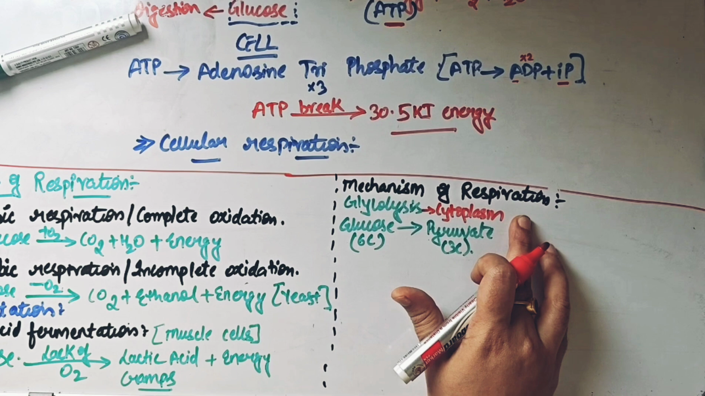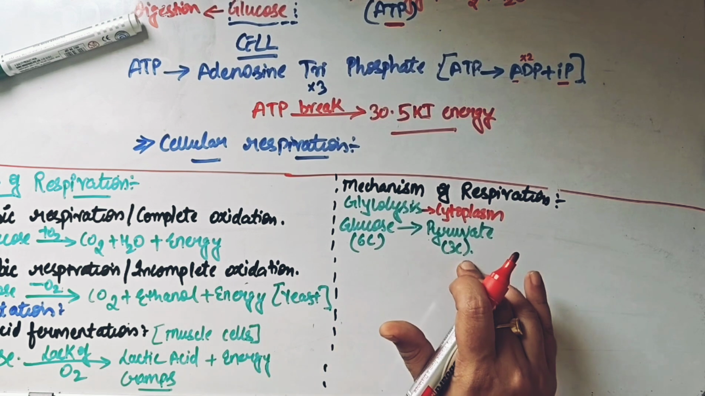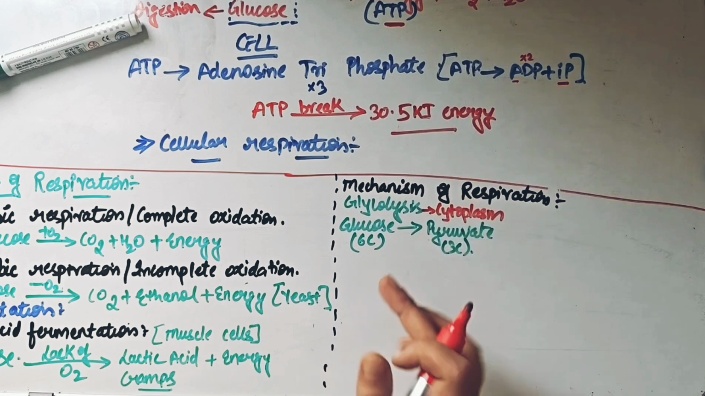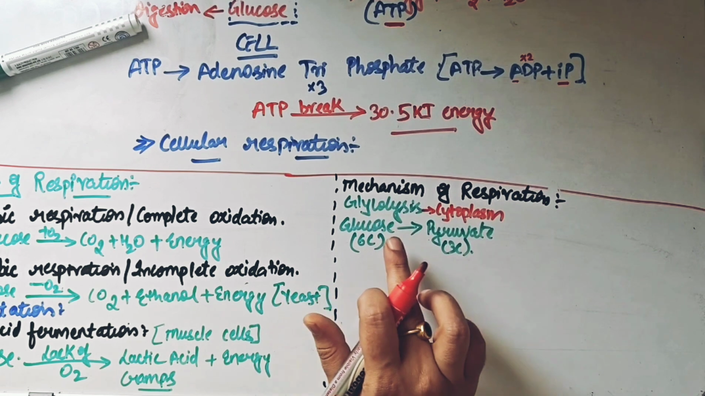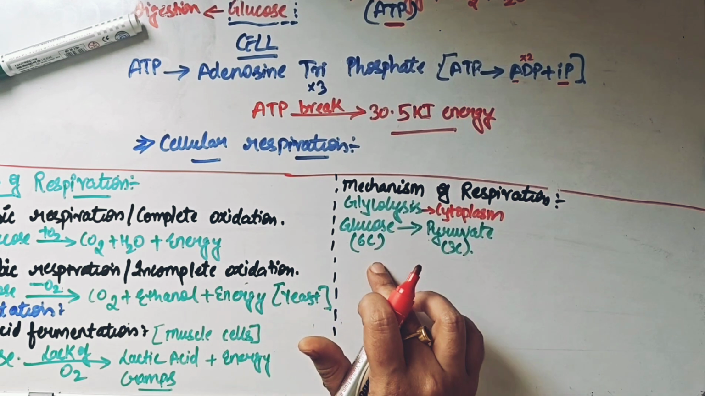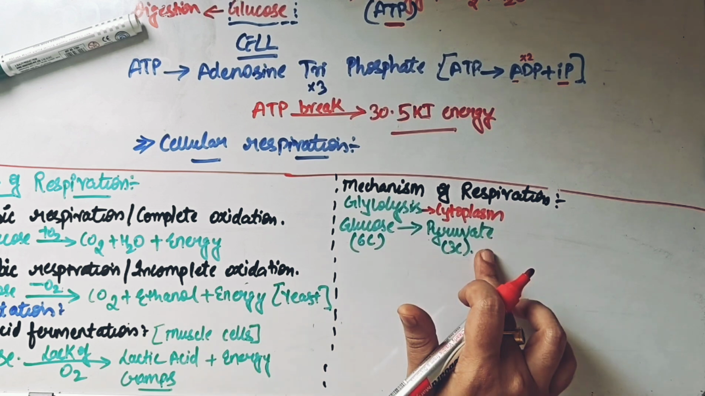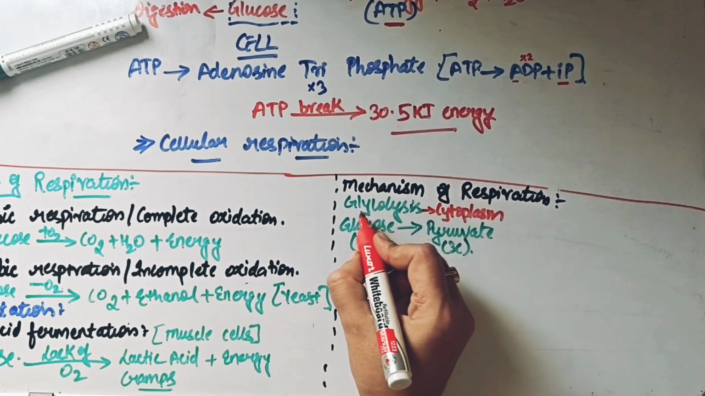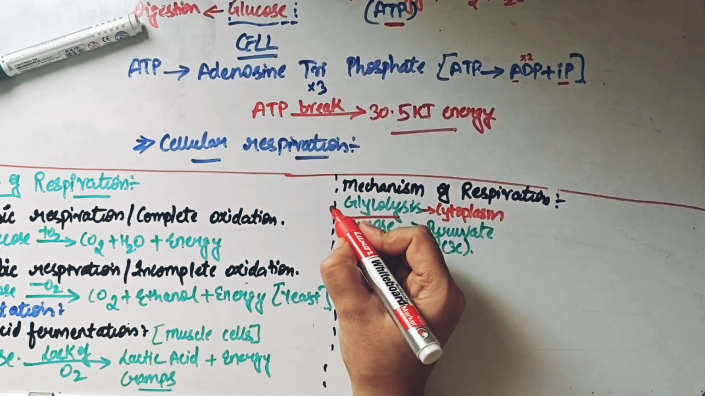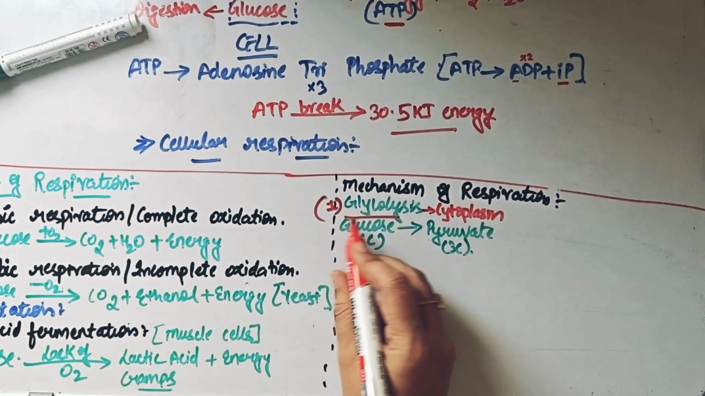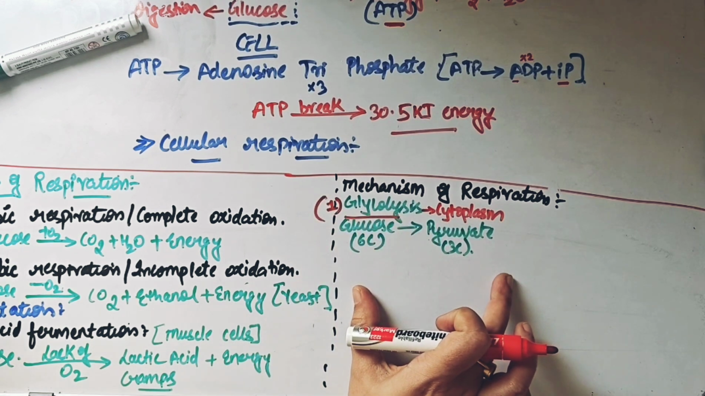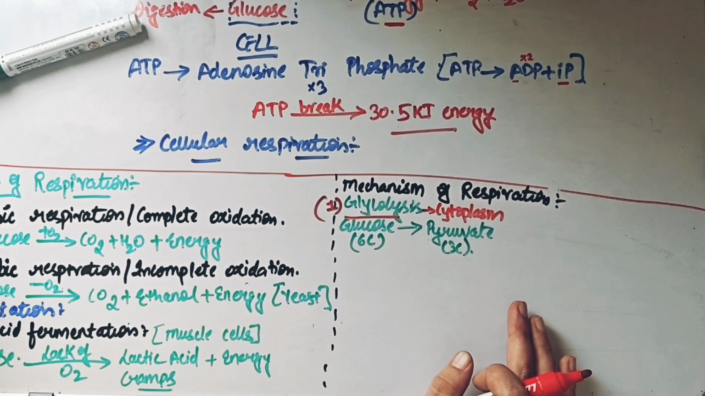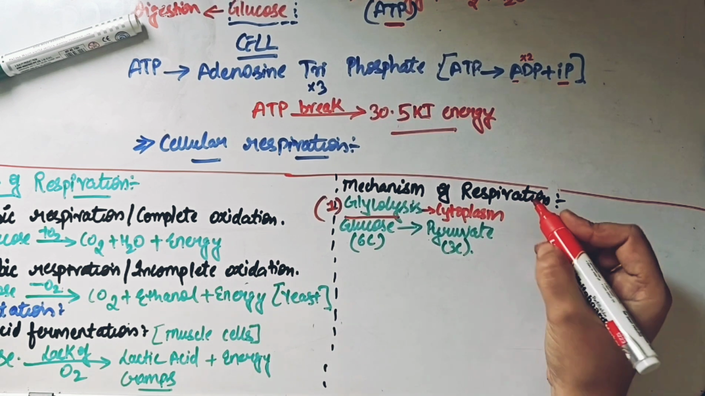But in the cytoplasm of your cell, when glucose is converted to pyruvate, this process is known as glycolysis. Lysis means breaking down, glyco means glucose. So the breaking down of glucose, the 6-carbon compound molecule, into a 3-carbon compound molecule, which is pyruvate, in the cytoplasm is what is known as glycolysis. So in the mechanism of respiration, the first stage is glycolysis, which is common to any organism, any respiration. This will happen irrespective of whatever condition.